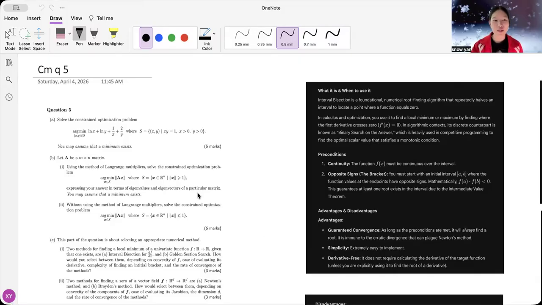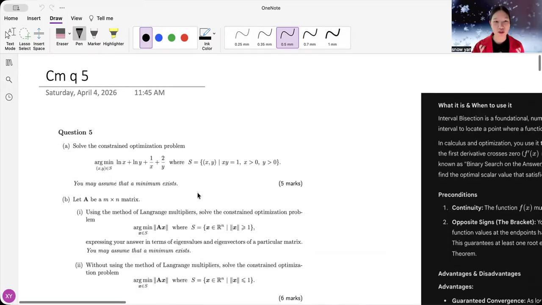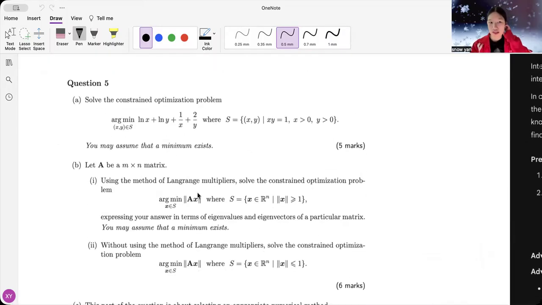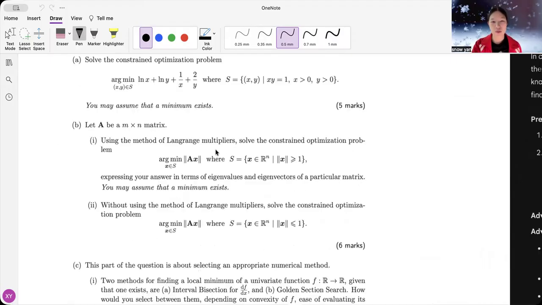Okay, let's go over the continuous math question over here. In the first part, we're asked to solve the constraint optimization problem, argmin over x, y of ln x plus ln y plus 1 over x plus 2 over y, where it has to follow the condition xy is equal to 1 for x greater than 0 and y greater than 0. And then you may assume that a minimum exists.